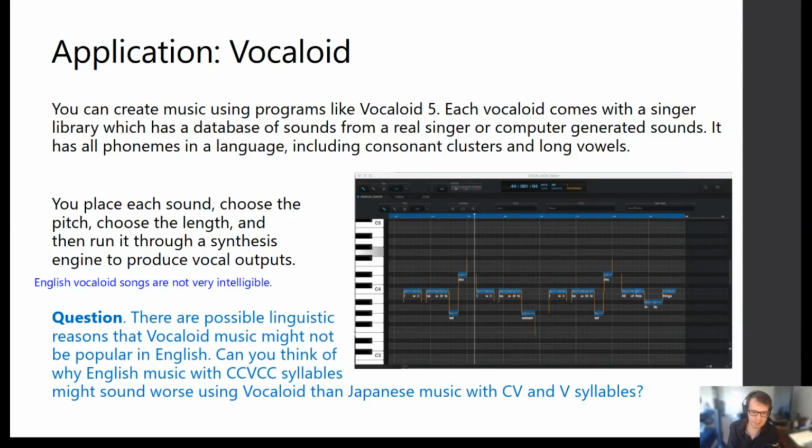Is it possible because digitized voice moving through CCCP combinations sounds more like sliding than distinctive bits and pieces? Sliding than distinctive bits and pieces.